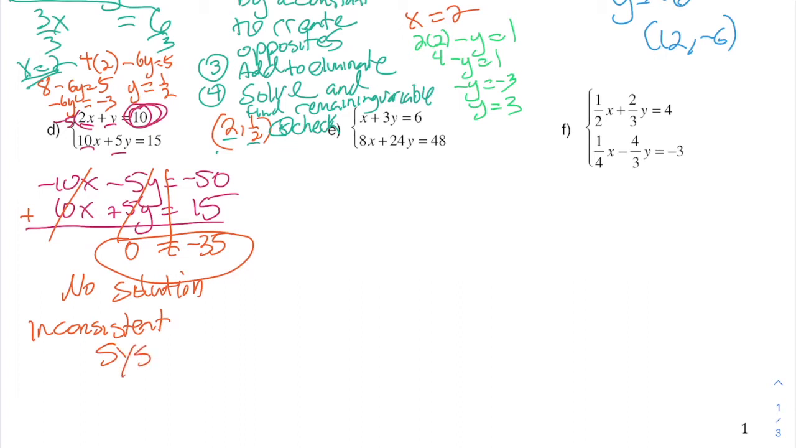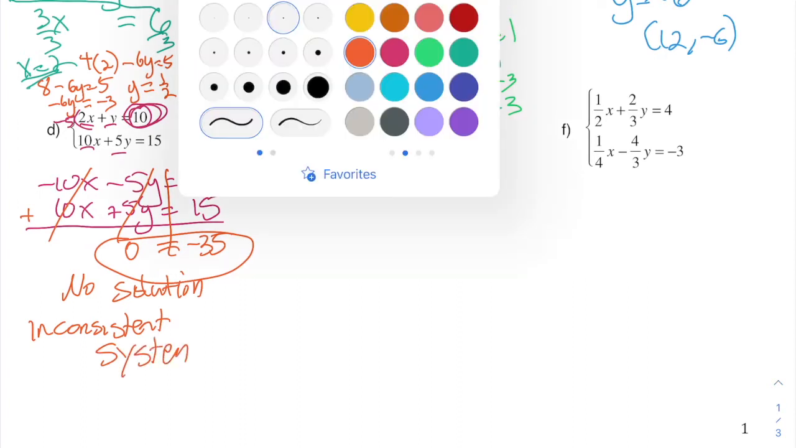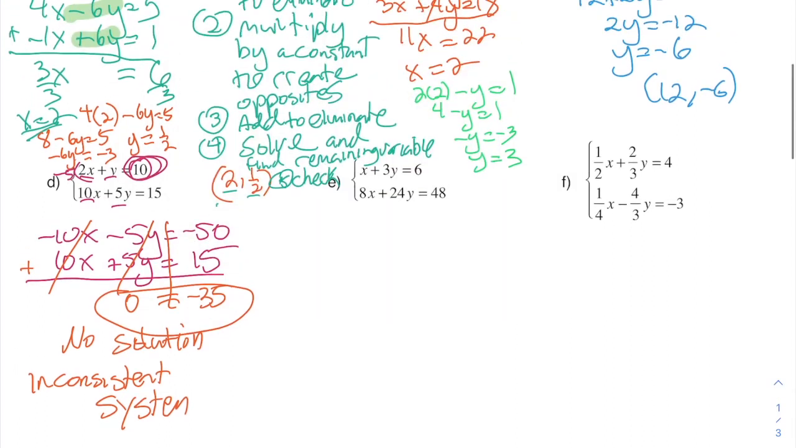Inconsistent system. Okay, so I wanted you guys to get used to that new vocabulary. Now over here with E, if you look at it, I have x and I have 8x. Anytime you have something like this, I always feel like that's your go-to. So multiply the top by negative 8, because then it's so much easier to manipulate x. So now I get negative 8x minus 24y is equal to negative 48.